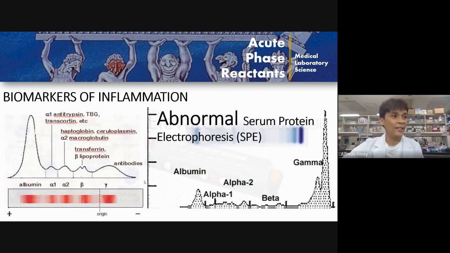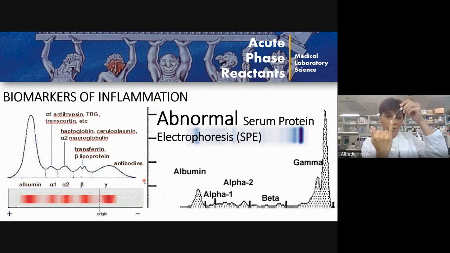And also we have here your serum protein electrophoresis. For your serum protein electrophoresis, or SPE, it will provide different protein biomarkers. This is the pattern of your SPE. So you have your albumin, the highest peak. Then you have your alpha 1, alpha 2, then you have the beta region, and then you have your gamma.